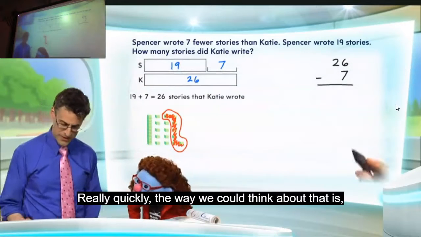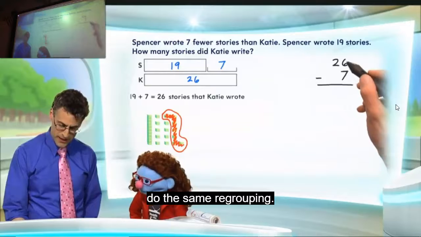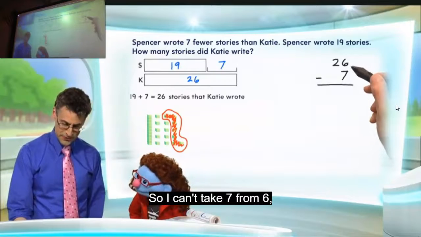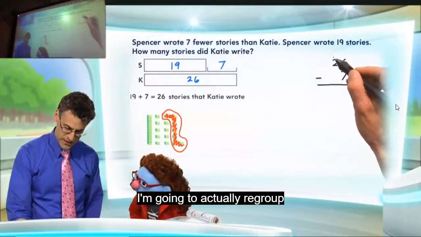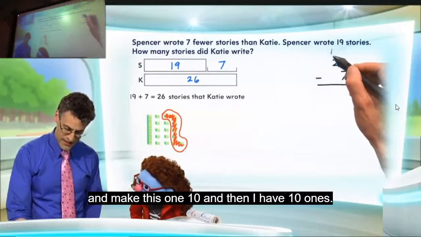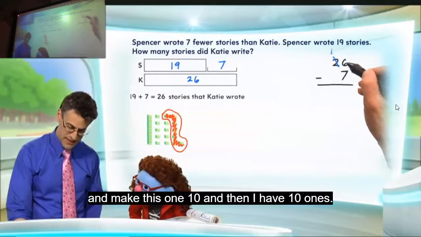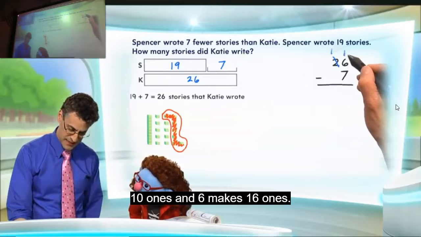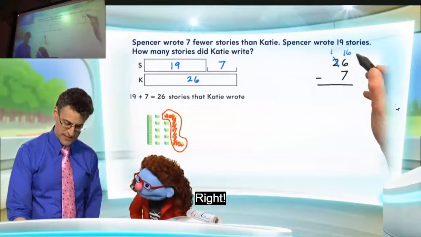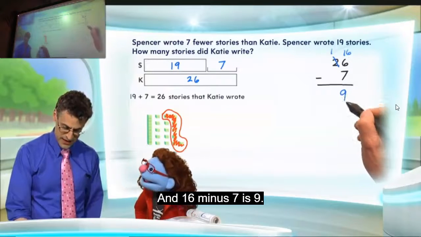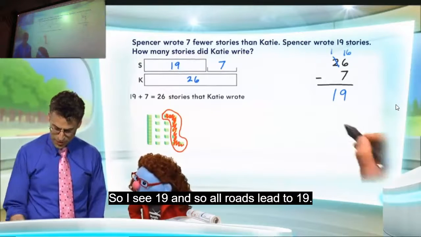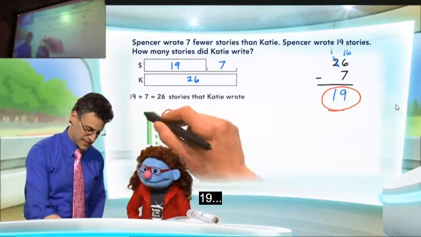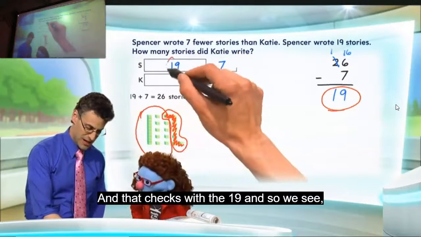Really quickly, the way we could think about that is do the same regrouping. So I can't take 7 from 6, so I see I have 2 10s. I'm going to actually regroup and make this 1 10, and then I have 10 ones. 10 ones and 6 makes 16 ones. Right. And 16 minus 7 is 9. And then I have the 1 minus 0, which is 1, so I see 19. And so all roads lead to 19. 19, 19, and that checks with the 19.